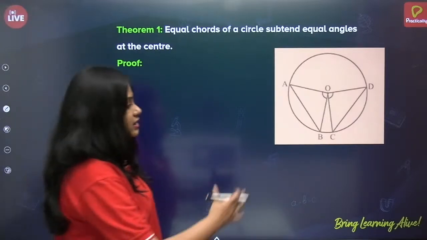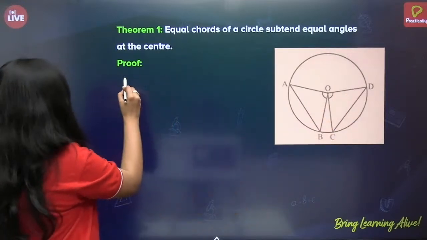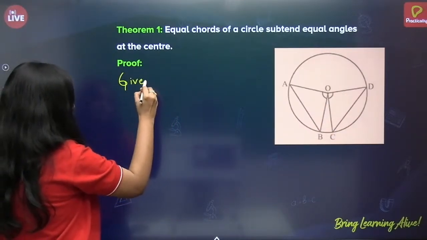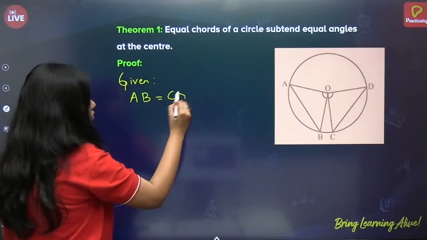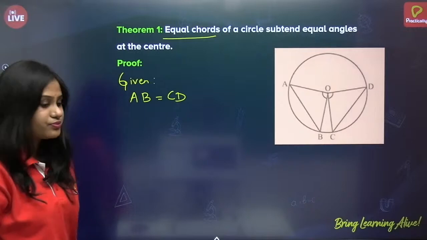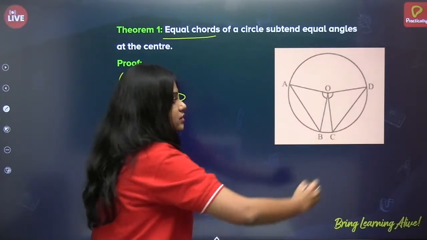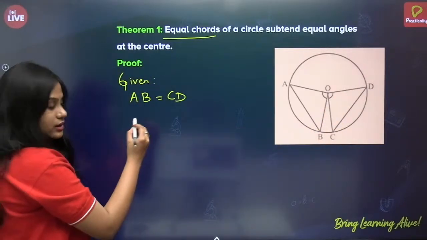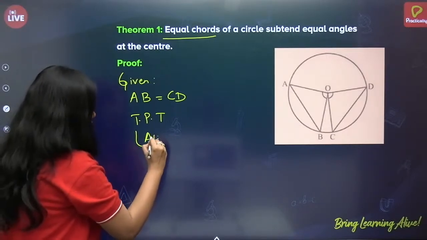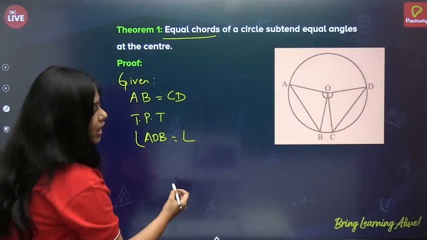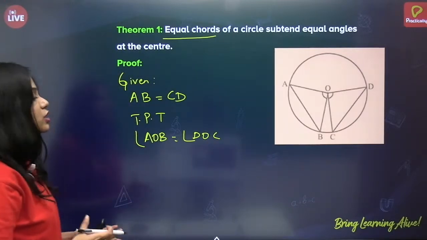So here there is a circle given, and AB and CD are the chords, correct? Given AB is equal to CD. Why? Because equal chords. What do we have to prove? We have to prove that angle AOB is equal to angle DOC, right? To prove that angle AOB is equal to angle DOC. Now let us see the proof. So how do we start?